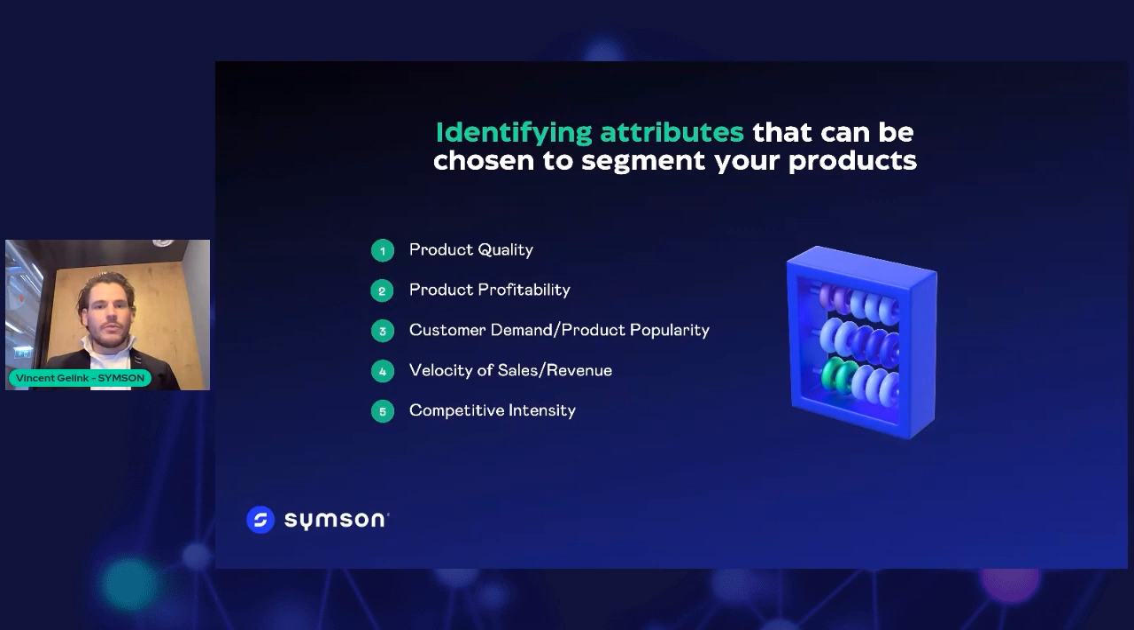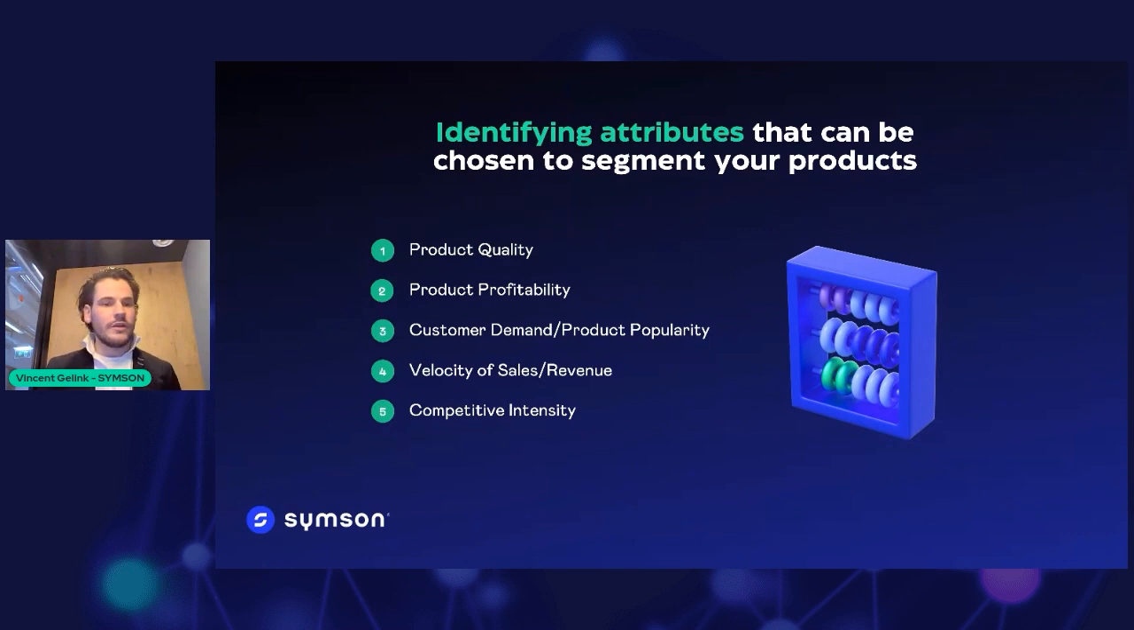So as said, the first step that we are going to do is to identify attributes that can be chosen to segment your products. So we're going to discuss in this sheet 5 different ones, and we will elaborate on 2 more specific in the next sheet, and not all of them, but just to give you an idea how that could function.